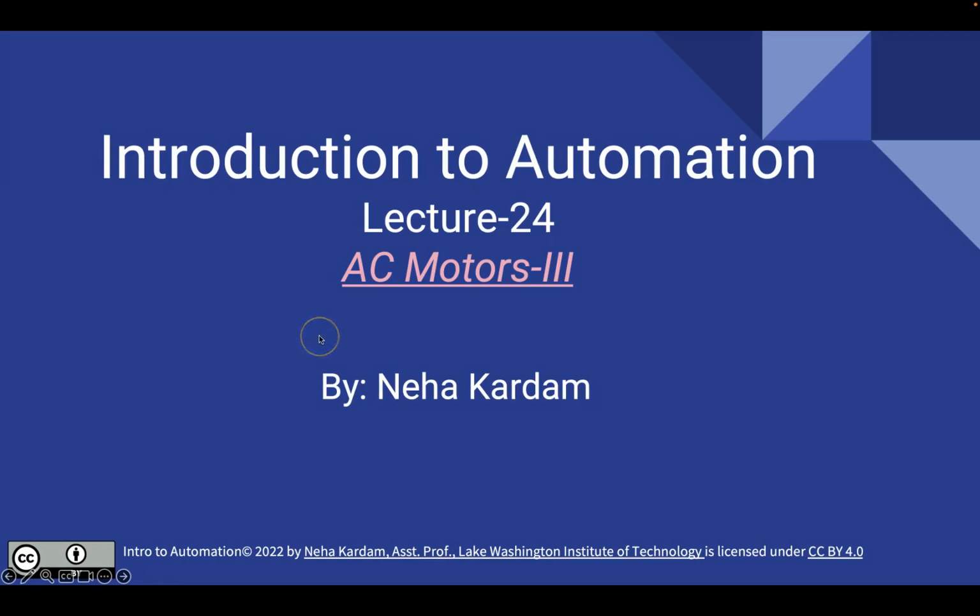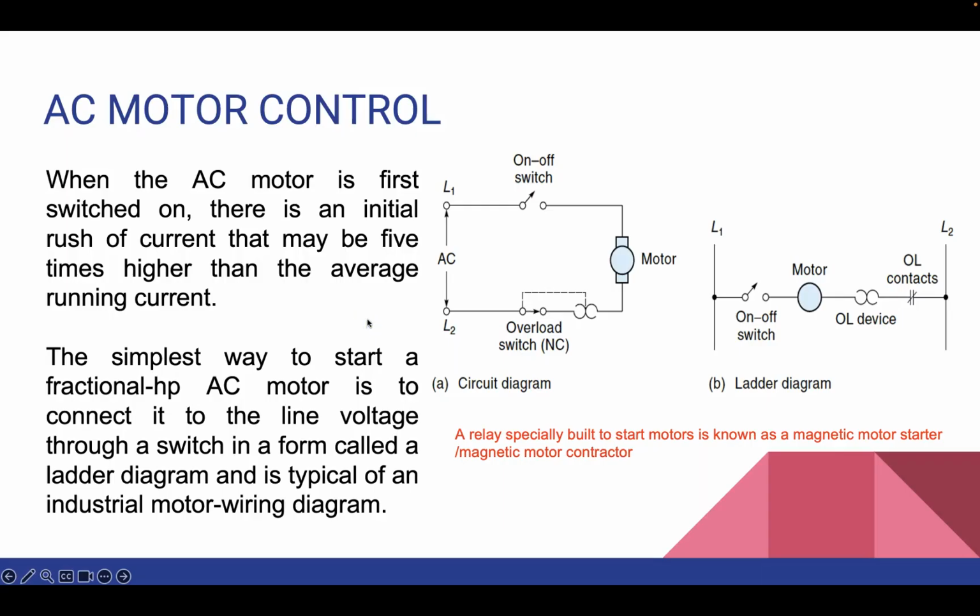In this lecture, we'll continue our discussion about AC motors. We'll be particularly looking at the AC motor control. When an AC motor is initially switched on, there is often a surge in current, sometimes as high as 5 times the average running current. While this surge is usually manageable for fractional horsepower motors, special measures are required for large motors to prevent strain on the electrical and mechanical components.